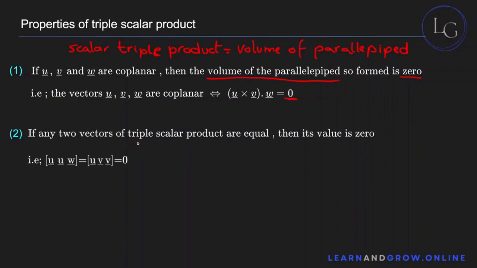So if any two vectors of a scalar triple product are equal, then its value is equal to 0. And that is proven basically by if you solve the matrix in which two vectors out of the three are equal. So basically, let's say u and u, and you have v and v as the two vectors, then the result when you solve the matrix will be equal to 0, right? So the two properties are that if u, v, and w are coplanar, then the scalar triple product is equal to 0, and if any two of the three vectors in the scalar triple product are equal, then again the scalar triple product is equal to 0.